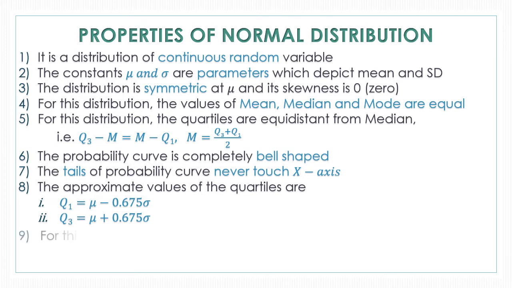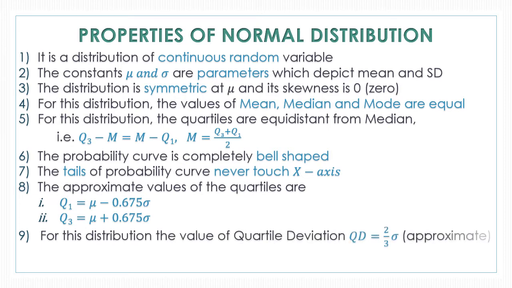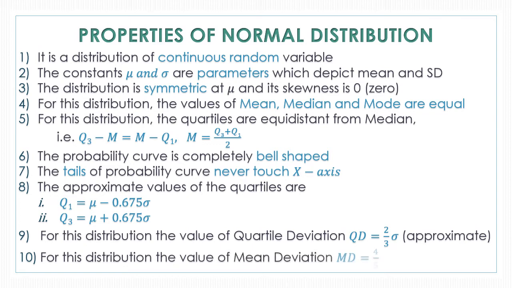Okay, remember this. For this distribution, the value of quartile deviation is 2 upon 3 sigma. This is an approximate value. And similarly, for this distribution, the value of mean deviation, MD, is 4 upon 5 sigma, which is again an approximate value. These 8, 9 and 10 numbered properties will come in very handy because short question answers, 1 mark questions, 2 mark sums and even MCQs are asked based on these results. So especially remember these values of 8, 9 and 10.